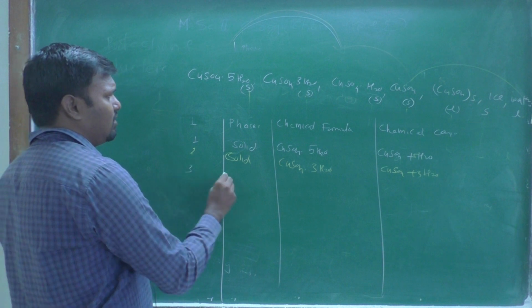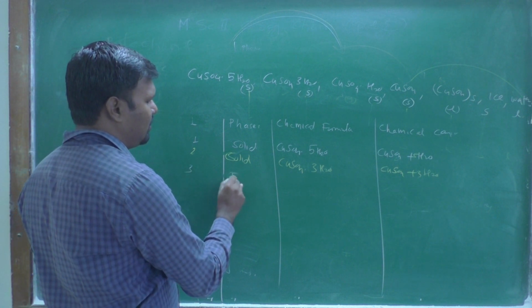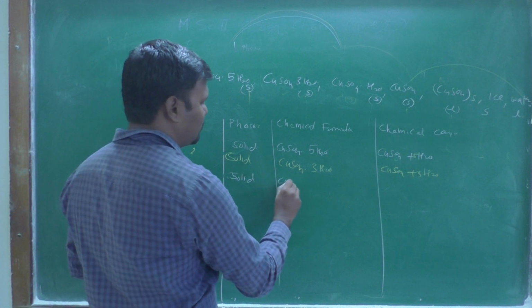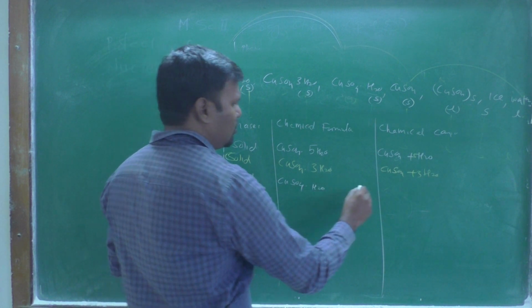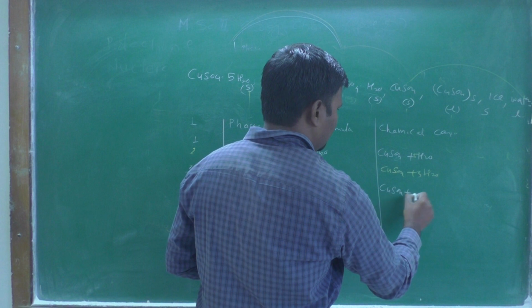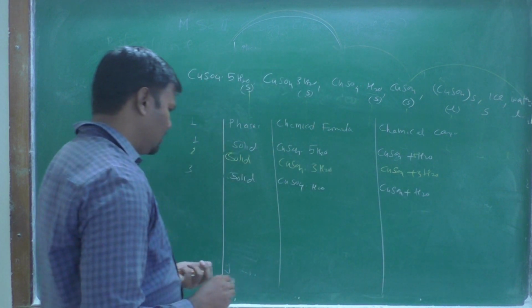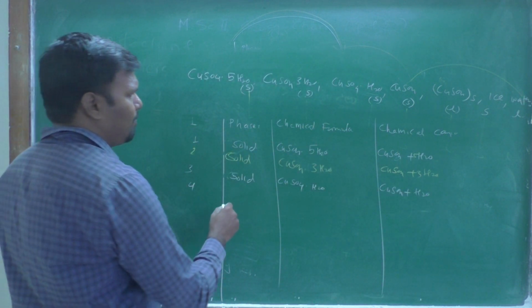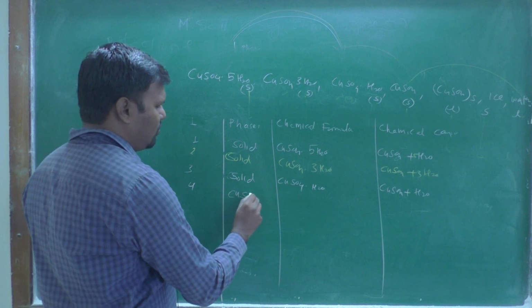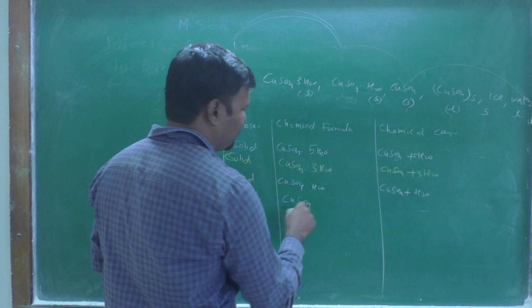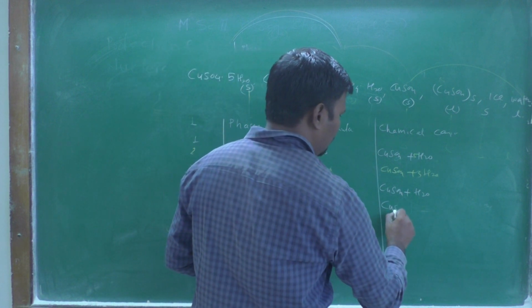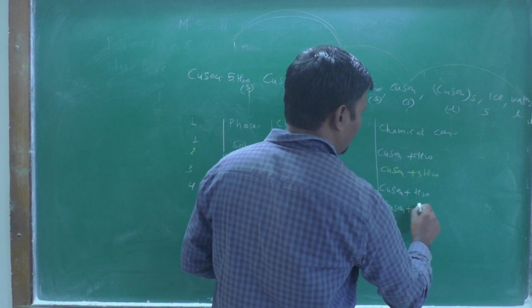Again, third is CuSO4 monohydrate, a solid, explained as CuSO4 plus H2O. Then the fourth one is the unhydrated solid, it is also solid, unhydrated CuSO4. It has only CuSO4 and the number of H2O is 0.